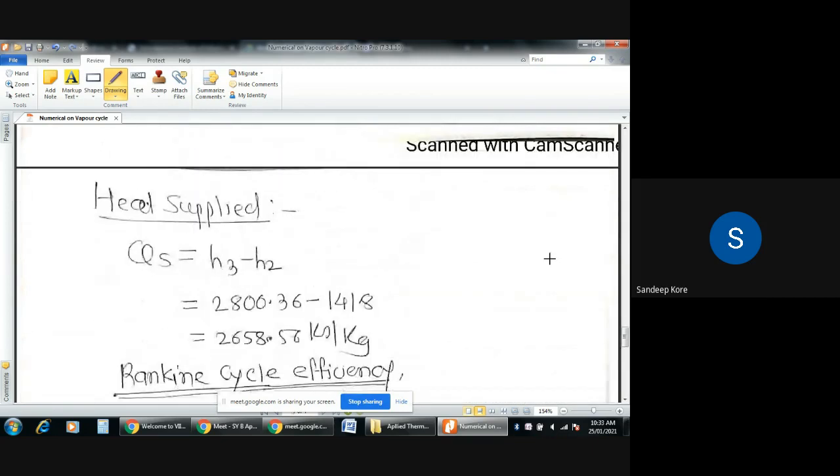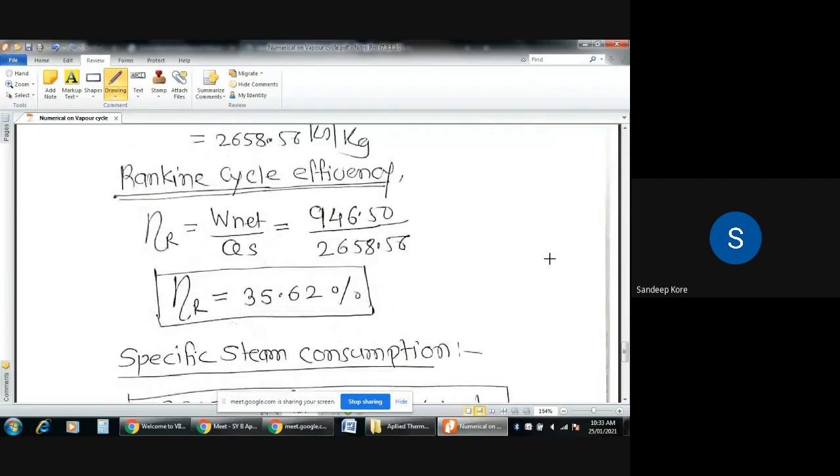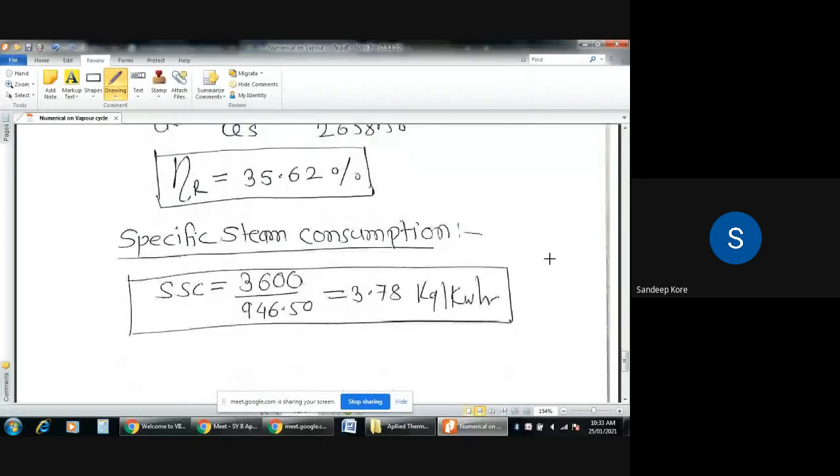Then heat supplied is the enthalpy change across the boiler. So the process is 2 to 3. When the heat is added, the enthalpy is going to increase. So H3 minus H2 is the heat supplied. And then we have Rankine cycle efficiency as net work divided by heat supplied. Now we are neglecting the pump work, so net work is turbine work. And then we have the specific steam consumption formula, 3600 divided by turbine work. From this we can find out the specific steam consumption.